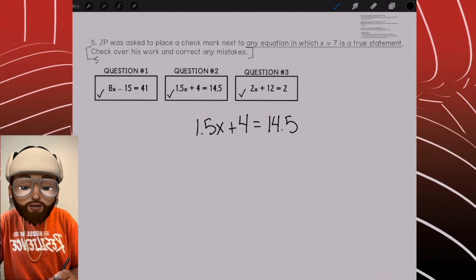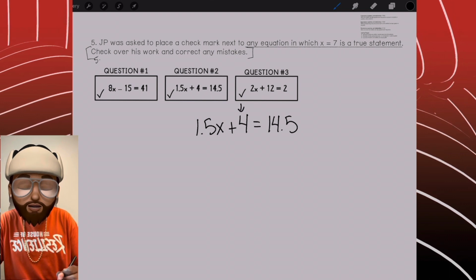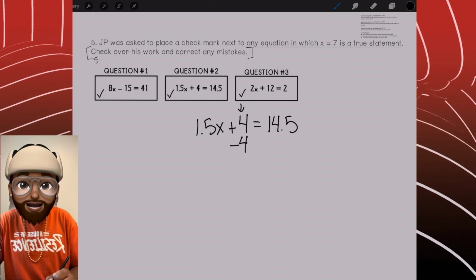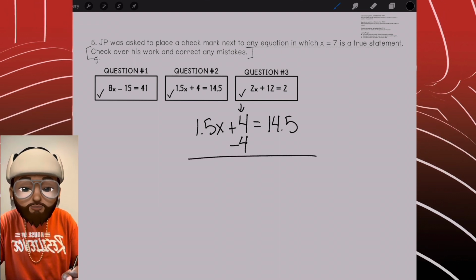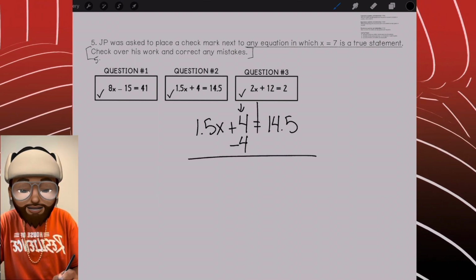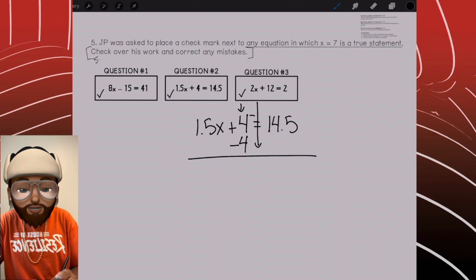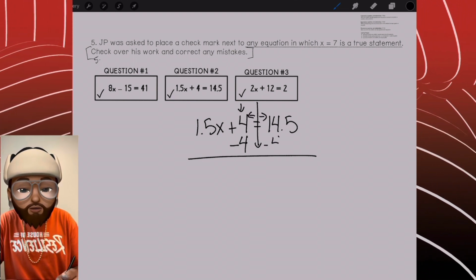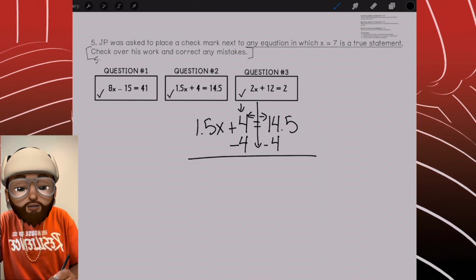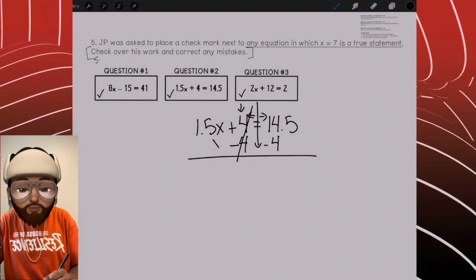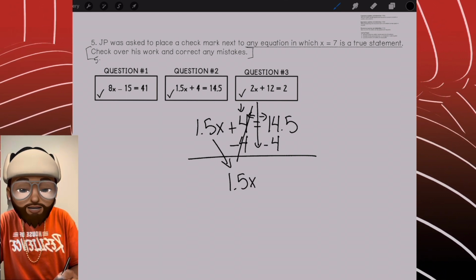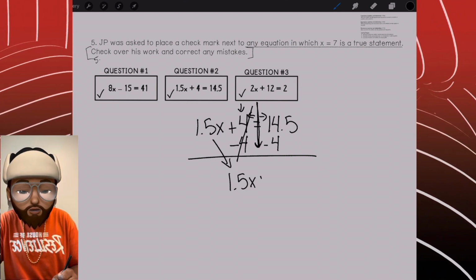So we're going to do the inverse operation to this plus 4, which will be minus 4, because 4 minus 4 will equal 0. But whatever we do to this side of the equal sign, we must do to this side. So we're going to subtract 4 from this side as well. These 4s cancel out. We bring the 1.5x down. We bring the equal sign down as we showed here.